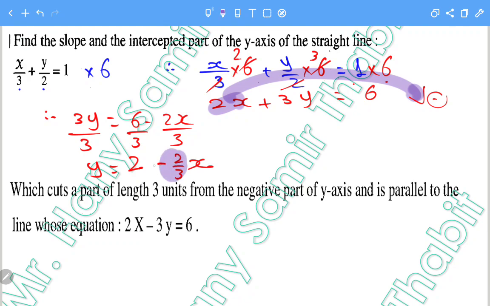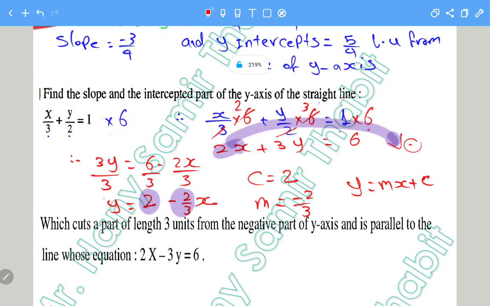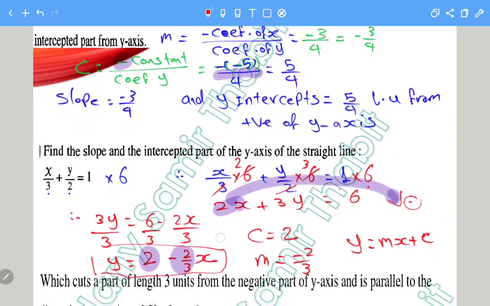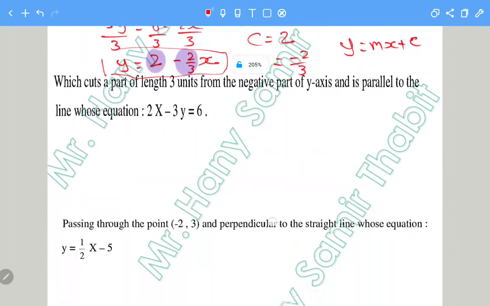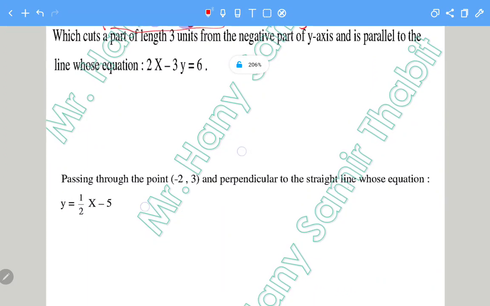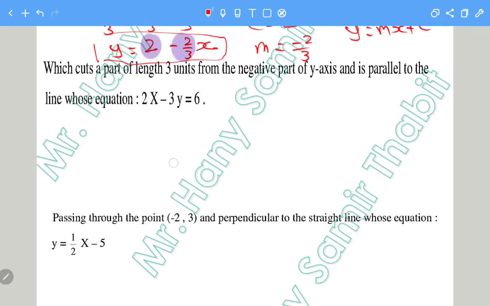Here I have c and m. What is c? c equals 2 and m equals negative 2 over 3, because the equation is y equals mx plus c. So I have solved it in two ways. In one of them, y is individual, on one side alone, so I know m and c. But if everything is on one side, we use negative coefficient of x over coefficient of y. You must have two skills. Many skills make math so easy.